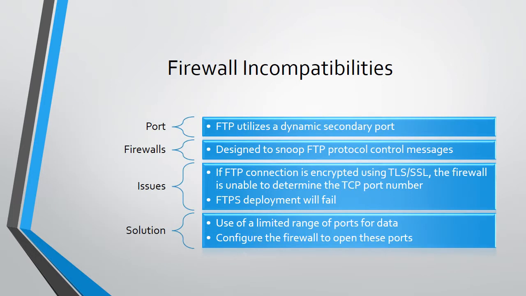Because of the use of a dynamic secondary port by FTP, firewalls designed to snoop FTP protocol control messages to determine the secondary data connections that need to be allowed may encounter issues if the FTP connection is encrypted using TLS or SSL. This causes the firewall to be unable to determine the TCP port number of the data connection negotiated between the client and the FTP server. This can cause the FTPS deployment to fail. In order to solve this issue, a limited range of ports for data can be established, and the firewall can be configured to open these specific ports.